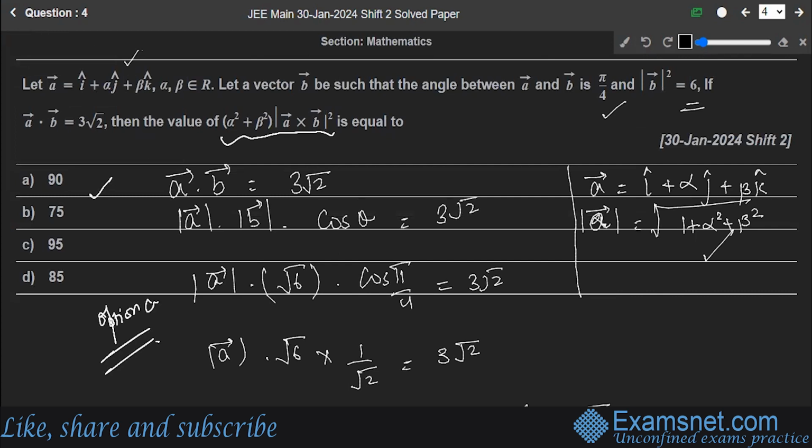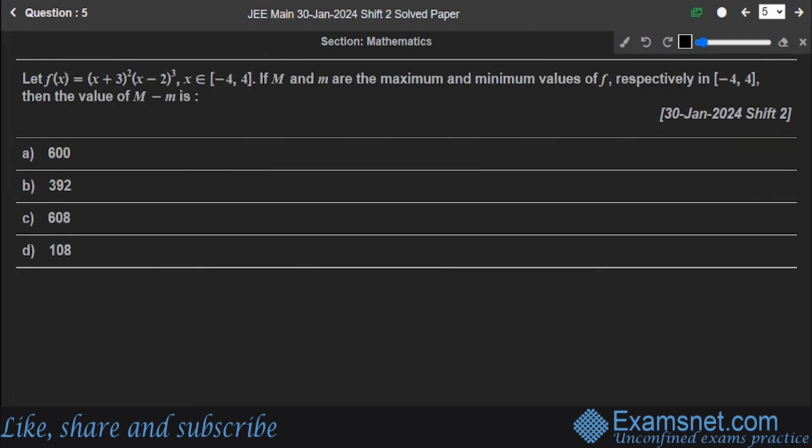This is the correct answer to the question. Hope you're clear with this. Let's move to the next question, number 5.